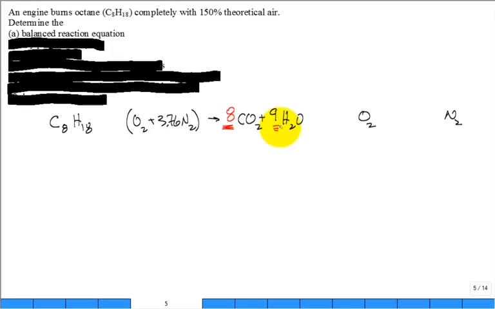I have to balance the oxygen. It's kind of a backward balance, but that will give me the coefficient in front of the air. Okay, so I go slow. I say, how many oxygens, not O2s, but O's, do I get from CO2? 8 CO2s? 16. Then I add to it how many oxygens I get? 9. And I get 25. Did I do the math correctly?